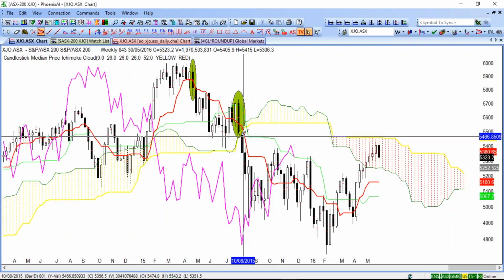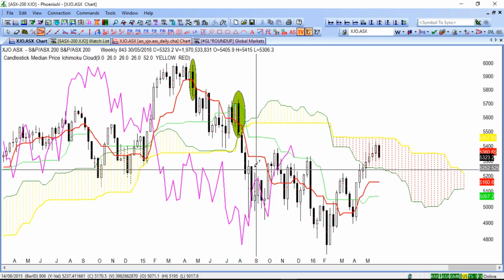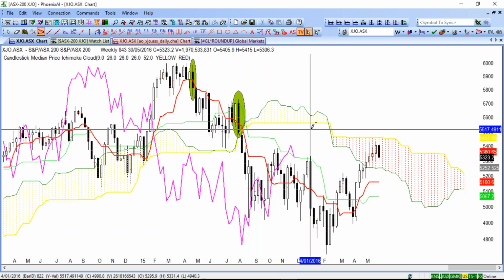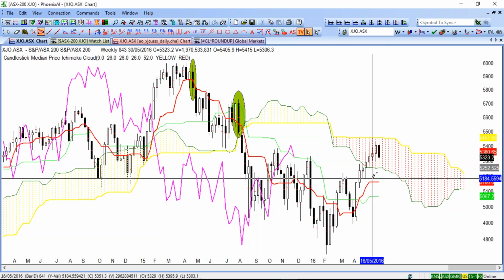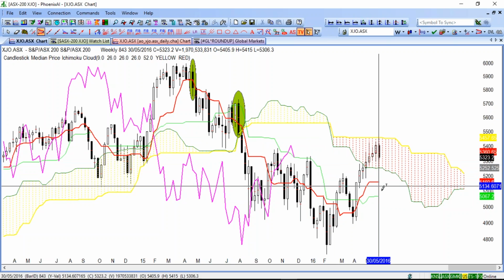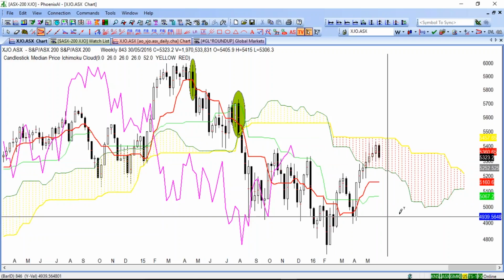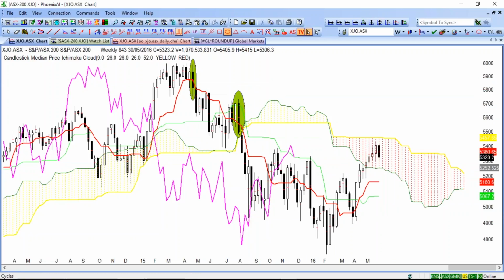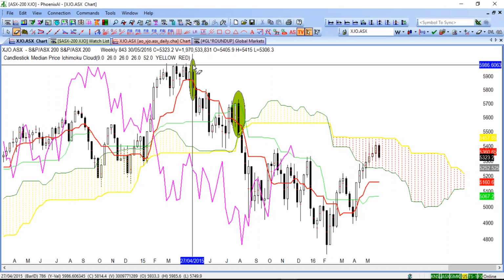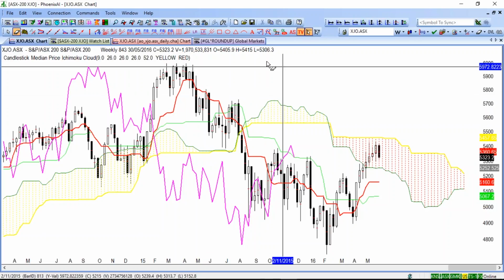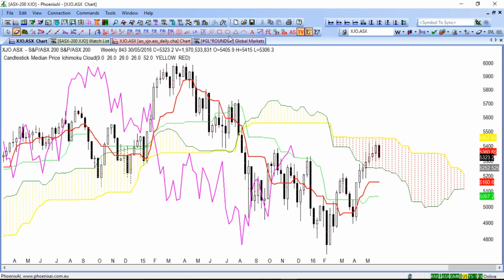Following that, it really fell through the cloud. Once it's down through the cloud, it becomes a very bearish signal in the longer term, and we saw the price trade here below the cloud, and currently we've got the price back moving through the cloud. So we've got a couple of things going on. We can see that, I'll get a bit of this noise off here.